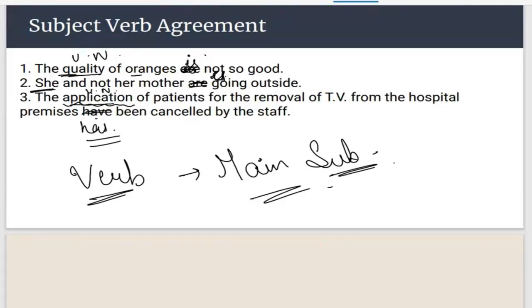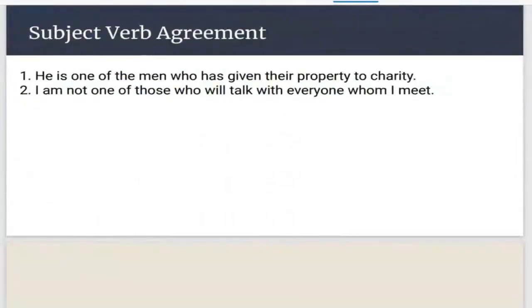Okay, so the point is we always need to agree the verb with the main subject. After reading the sentence, you need to analyze what the main subject in the sentence is, and according to it you will be using the verb. Is that clear to all of you? Good. Now these two sentences are a bit tricky. You guys try once, after that I'll explain.